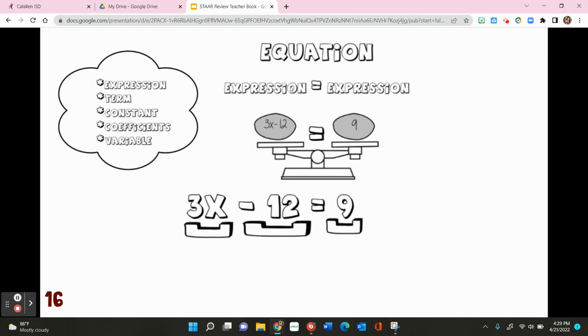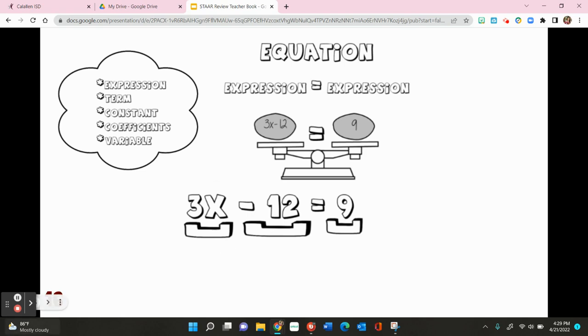So an equation is made up of an expression and it equals another expression. So for instance here, your expression on the left side of your equal sign would be 3x minus 12, and your expression on the right side would equal 9.